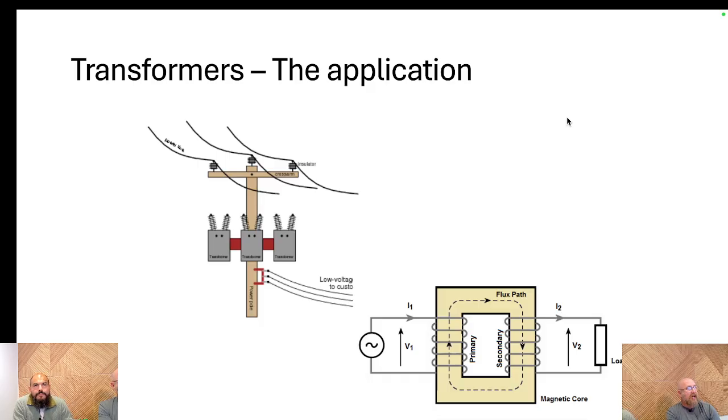So the application. You guys see these all the time when you're driving down the road. What do you think this is? You probably have something like this running behind your house. Those are transformers. Those little round things with the spiky antennas coming off of them. Those things are transformers.